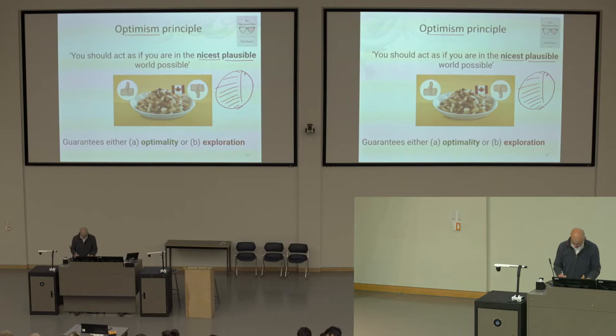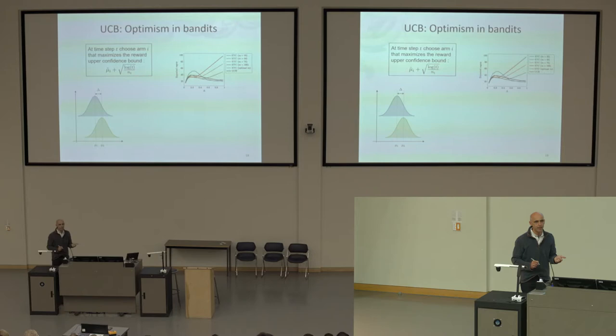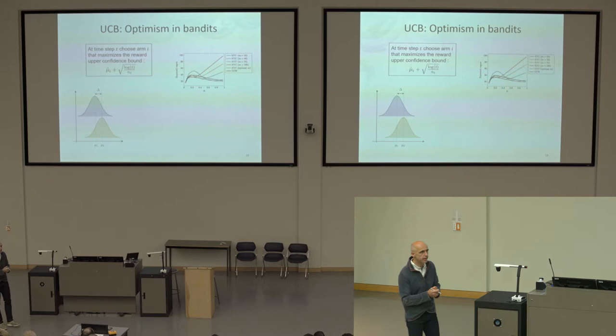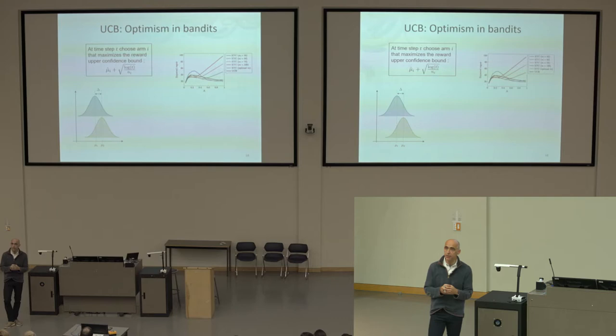All right, so UCB. This is how you implement optimism in bandits. So you have all these arms with unknown payoff distributions. And then you can think that the data gives you not only a single value of what the mean for the arm is, but a range for the means, right? What are the possible means given the data? And you can express that with confidence intervals. This is just classic statistics.